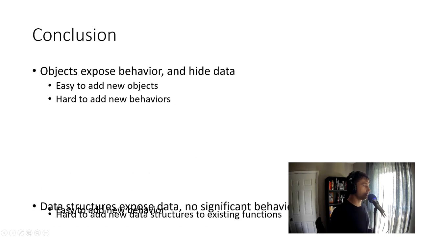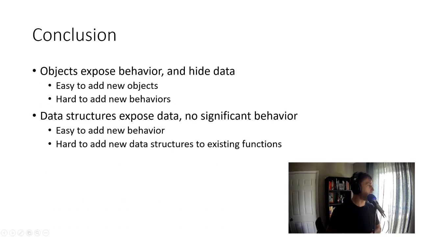So, to conclude, objects expose behavior and hide data. I think that's what I mentioned to you guys earlier. If you take away anything from this chapter, objects should be exposing behavior and hiding data. Objects make it easy to add new objects. You can add new classes all you want, but it's hard to add new behaviors without changing all the child classes. Another huge, super important point: data structures are the complete opposite. Feel free to expose their data, but they don't really have any significant behavior or functions behind them.